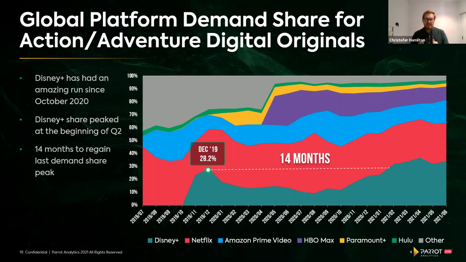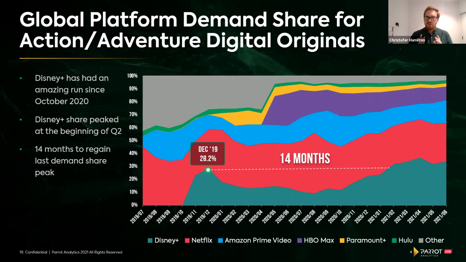Next, I just want to look back at Disney Plus's original premiere. So in November of 2019, Disney Plus launched, and they were able to carve out an over 28% share of demand in the action adventure space in that first month. So looking at its demand share in December, that's really due to high demand for The Mandalorian season 1.